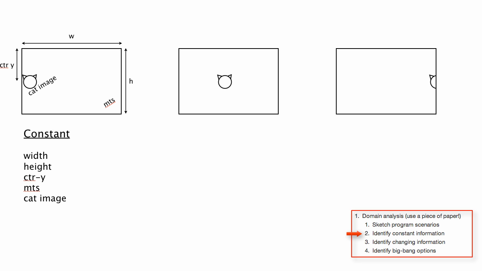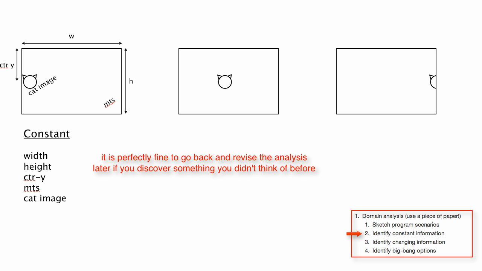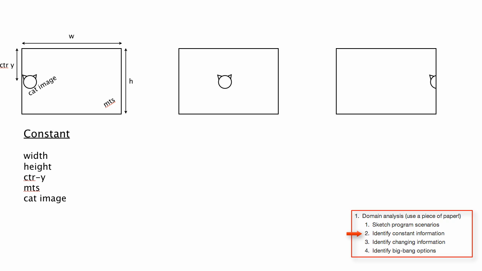Now, a real important point about this analysis is you should do it in this order, and you should try to identify all the constants. In a complicated program, you're not going to identify them all. You'll realize partway through the process that you were missing one, and that's just fine. Just go back and add it to your list. We're also going to identify the changing information.